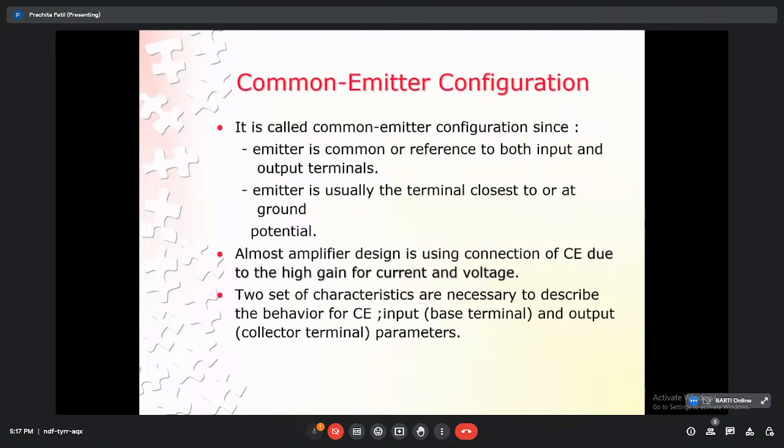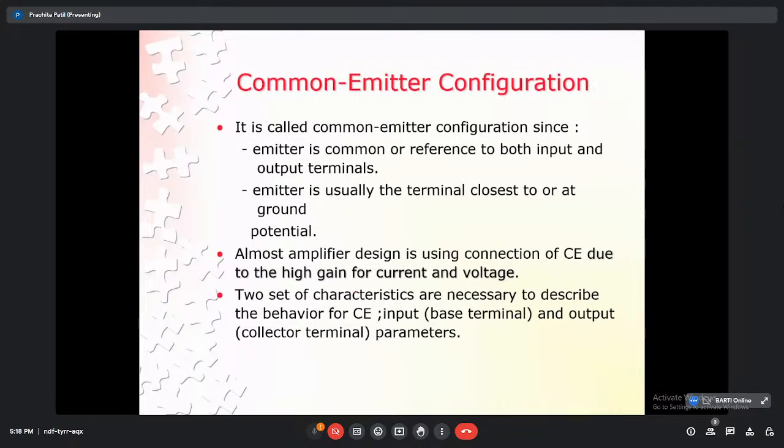Common emitter configuration is called common emitter since the emitter is common or the reference to both input and output terminals. The emitter is usually the terminal closest to or at ground potential. Almost all amplifier designs use the CE connection due to the high gain for current and voltage. And two sets of characteristics are necessary to describe the behavior of CE: input base terminal and output collector terminal parameters.